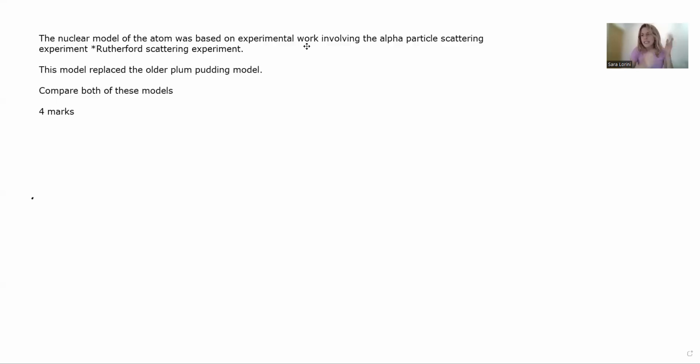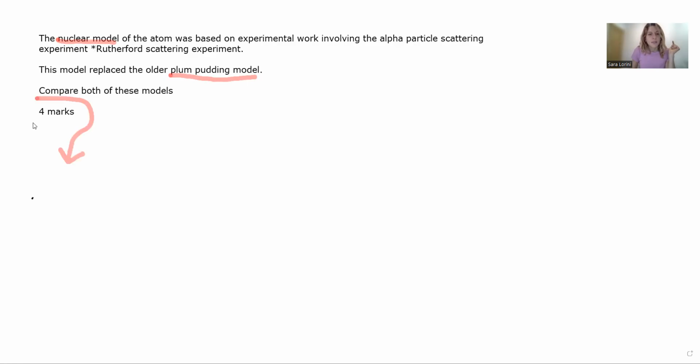Let's try an exam style question. First thing is, what are you asked to do in this question? Well, if you read it, it's about the nuclear model of the atom and comparing two different models, the nuclear model and the plum pudding model. The key word here is compare.